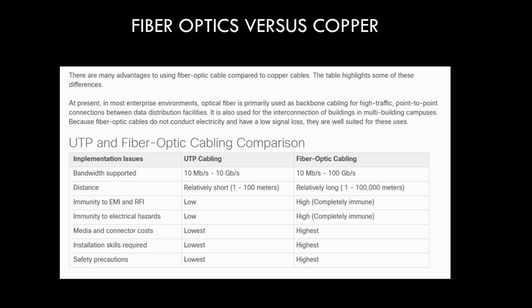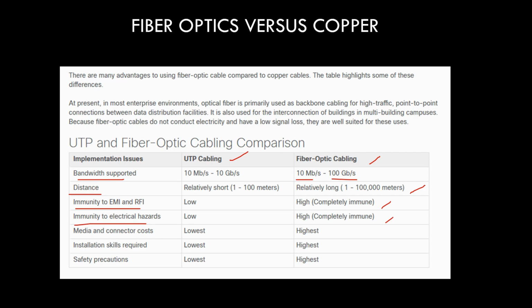In this slide, we're going to talk about the advantages of fiber optics over the copper cables. A fiber optic has a great advantage over the copper cables with regards to bandwidth. It can reach from 10 megabits per second up to 100 gigabits per second. When it comes to distance, it is also the advantage of the fiber optics because it can reach from 1 to 100,000 meters. It can reach kilometers, in short. And it has immunity against EMI, or electromagnetic interference, and RFI, and also immunity against electrical hazards.